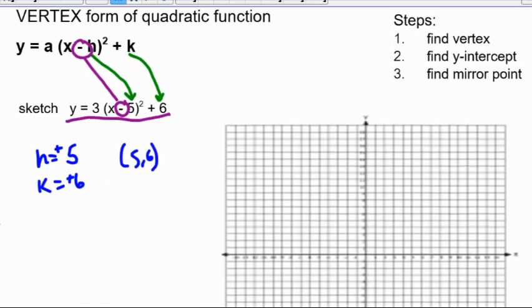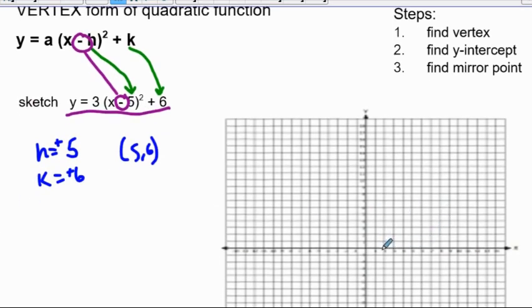So what that's saying is that if I went onto my graph, and I think these lines are going up by more than 1, but I'm going to treat them as 1: 1, 2, 3, 4, 5. 1, 2, 3, 4, 5, 6. That's where my vertex is, right there. So this is the location of my vertex. That was easy.